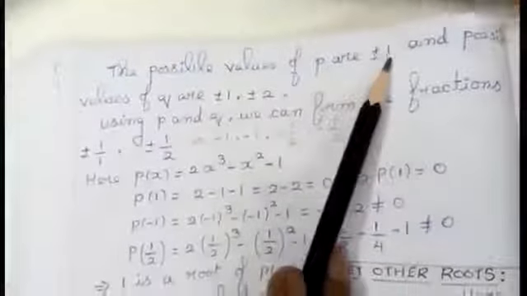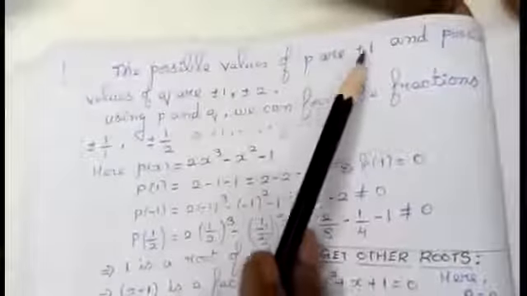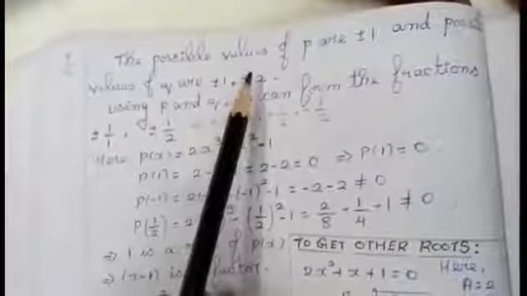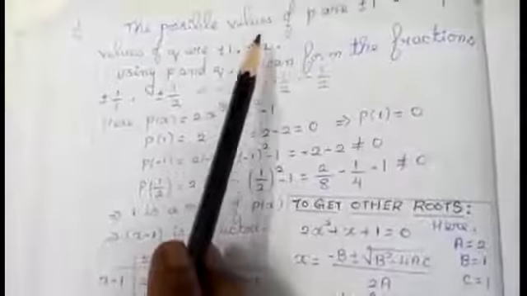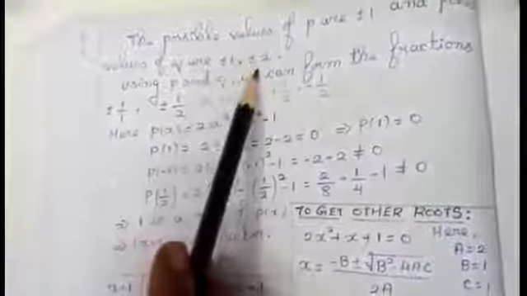The possible values of p are plus or minus 1. I am just noting only the number, students. 1, 2. So I am going to take both the signs, positive and negative, plus or minus 1. And the possible values of q: the number we saw for q is 2. If I want to find the factors, 2 into 1 is possible. So plus or minus 1 and plus or minus 2.